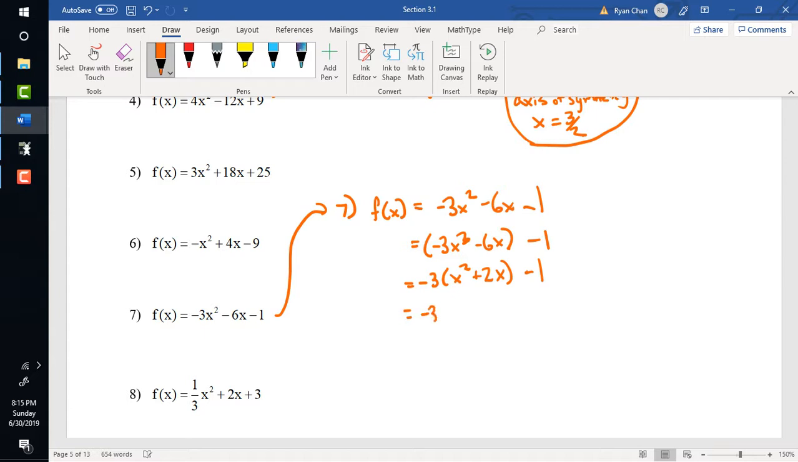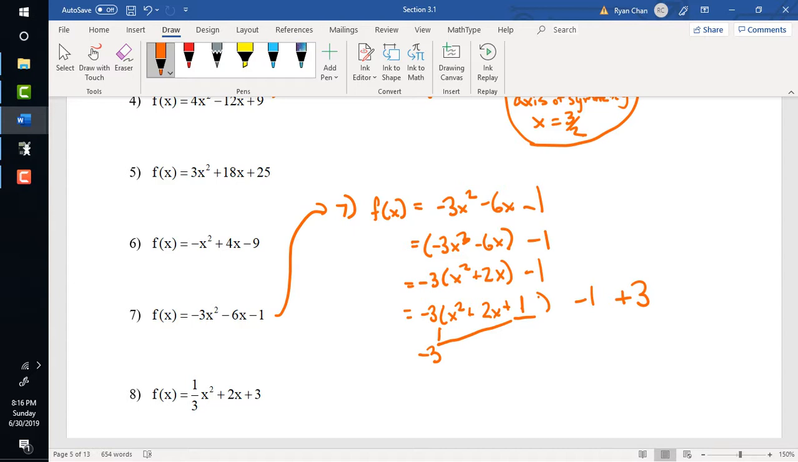I want to think about what I'm going to add inside here. We got to be really careful with this one because we have a negative out in front. So 2 divided by 2 is 1. 1 squared is 1. Now, be really careful. I'm doing negative 3 times 1, which is negative 3. So that means I'm really adding negative 3. So I'm going to add 3 to balance it out.